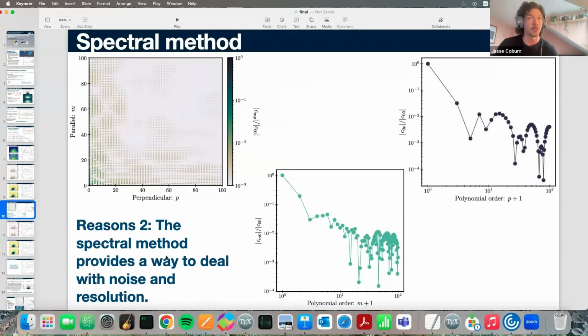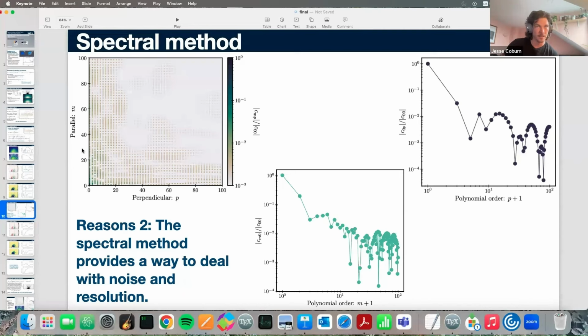The spectral method provides a way to deal with noise and the resolution issue. On the top left panel, I've put the 2D spectrum, because I'm working in V parallel space, so I need a two-dimensional spectrum. I've taken that spectrum and normalized it by the 0, 0 base function, the power of the base function, and that's the color. What you see is most of them are very small. This is 3 orders of magnitude, and most of the power is here. That means that your base function is at least near the function, but there is power out in all of these. So let's go to a line plot.